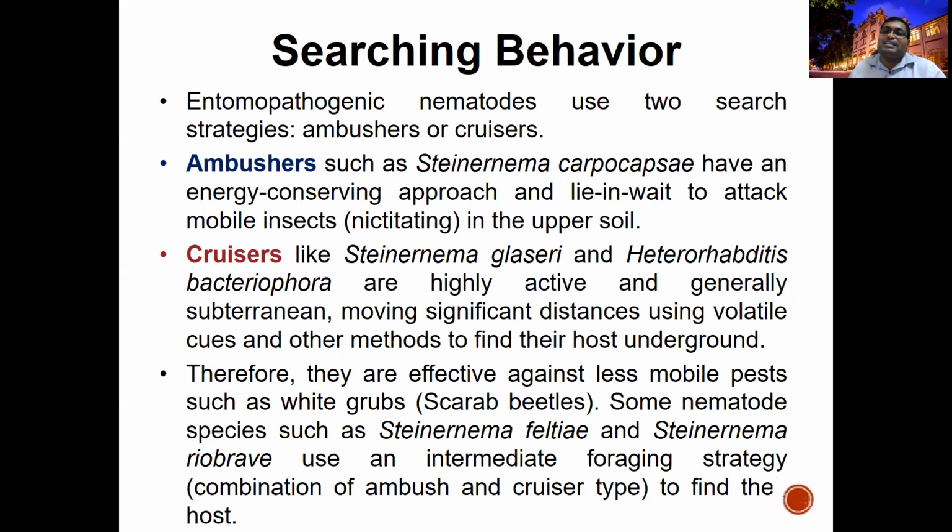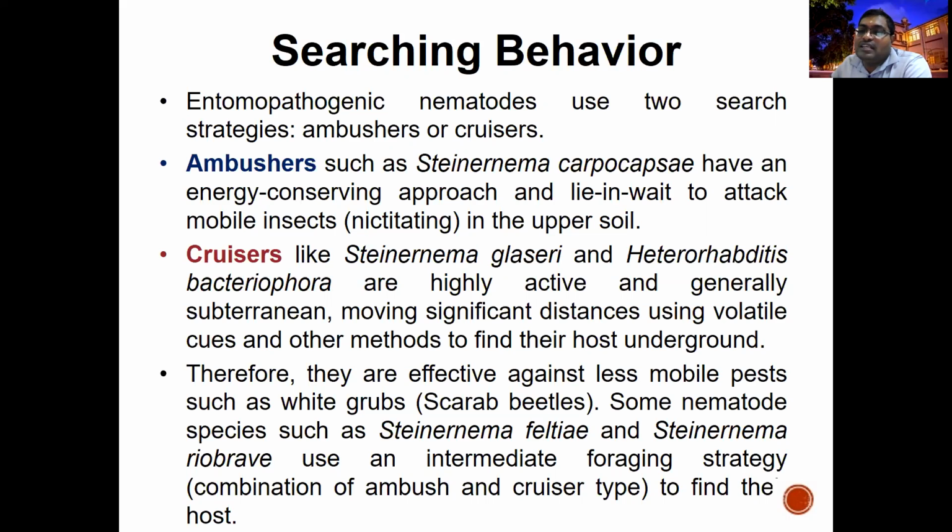Ambush is normally used by Steinernema carpocapsae. For example, if you take Steinernema carpocapsae, it uses ambush, an energy-conserving approach, lying in wait to attack mobile insects in the upper soil. We call a mobile insect nictitating. Nictitating means that if the insect is mobile, we call it nictitating.